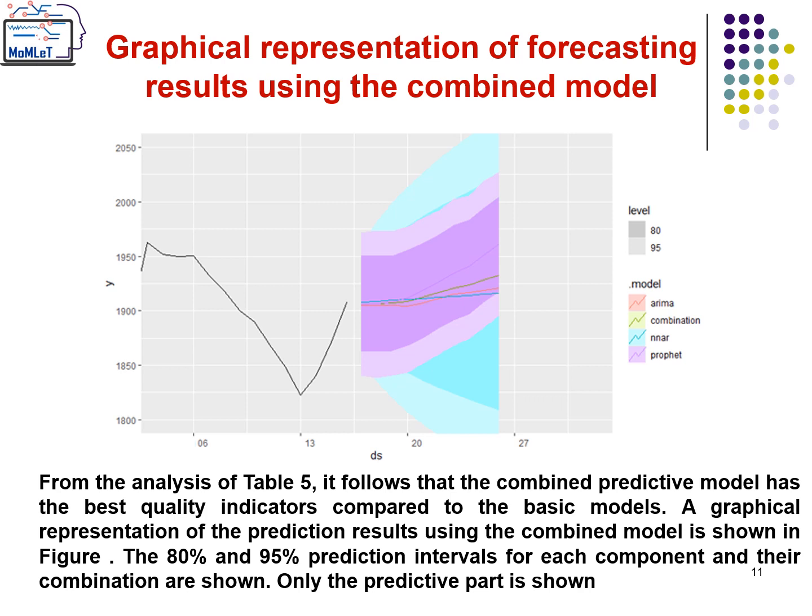From the analysis of the table, it follows that the component predictive models have the best quality indicators compared to the basic models. A graphical representation of the prediction result using the combined model is shown in the figure. The 80% and 95% prediction intervals for the ARIMA component and their combination are shown.